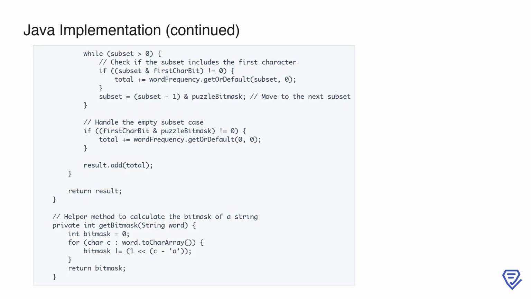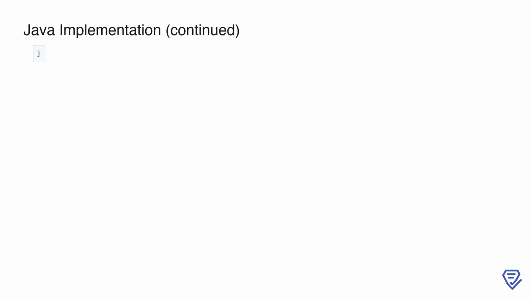Once this loop is complete, we handle the special case of the empty subset. If the first character of the puzzle is present in the puzzle's bitmask, we add the frequency of the empty subset, which is stored as key 0 in the map. Finally, the total number of valid words for this puzzle is added to the result list. This approach guarantees that all subsets are checked while adhering to the constraint that valid subsets must include the puzzle's first character. The implementation concludes with the getBitmask helper method, which calculates the bitmask representation of a given word.